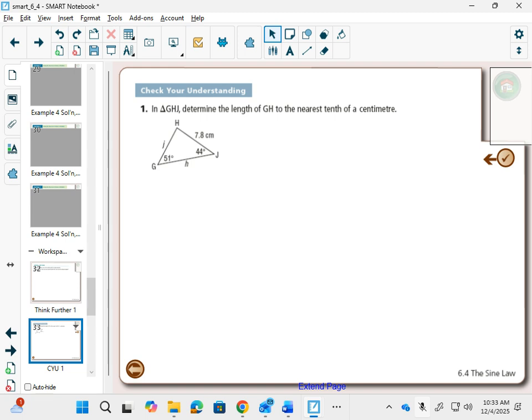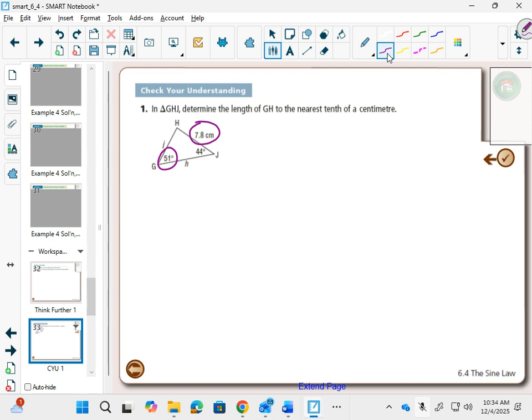Next, sometimes you can use sine law, sometimes you can't. Your way of determining this is, do you know an angle and its opposite side in this example? Yes. I'm going to circle them in purple. Here's an angle, here's its opposite side. I can use the sine law.